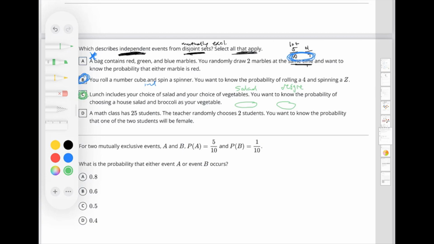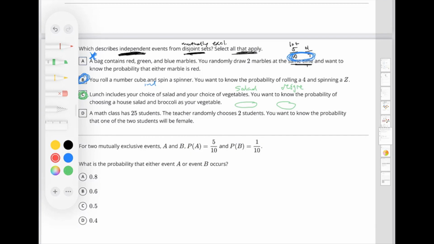Kind of think of it as, sometimes there's glue on things. So you can imagine the vegetable is glued to the salad container. That's how it's affected. But these are not. They're independent.